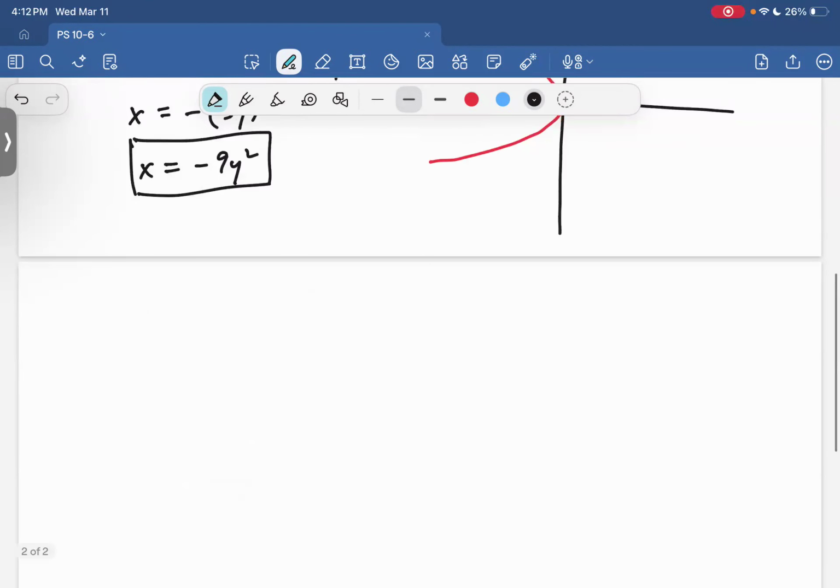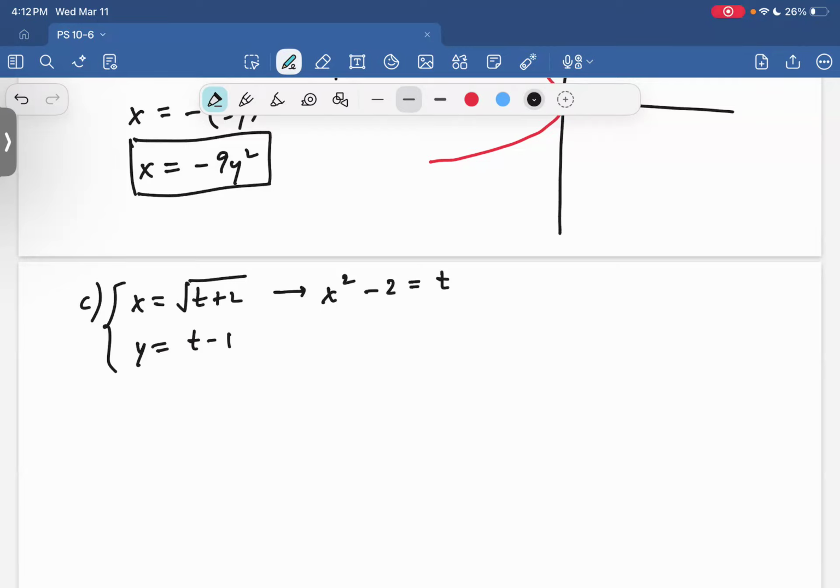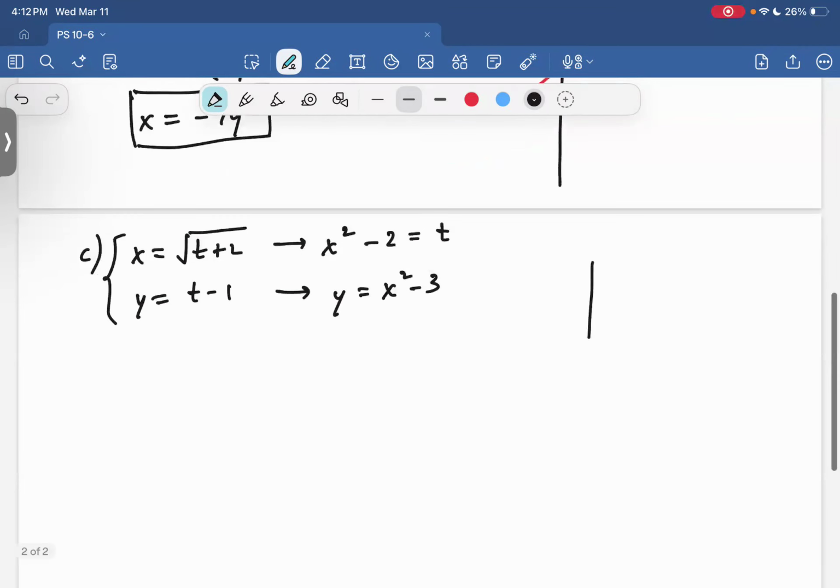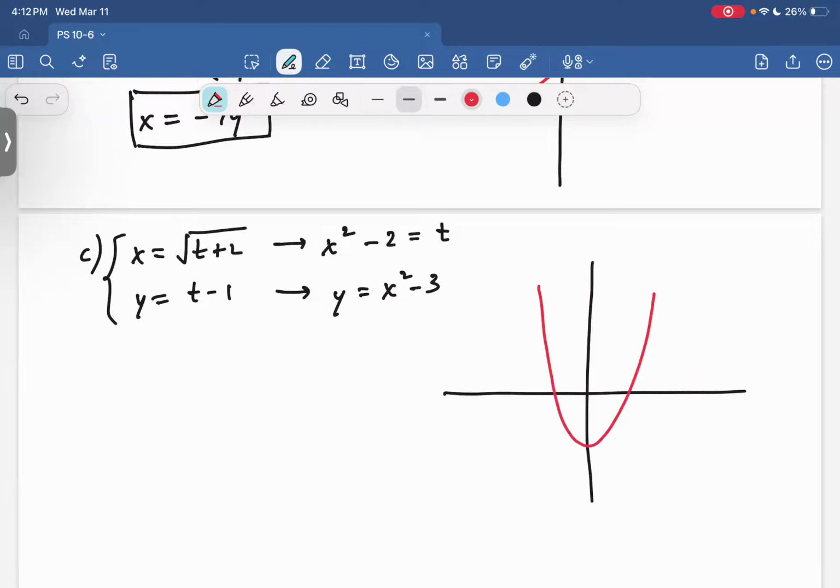Okay. Then part C, here we have x equals square root of t plus 2 and y equals t minus 1. Now, if I square this, I'm going to get x squared minus 2 equals t. So I can plug that into here and find that y equals x squared minus 3. That's a parabola with a vertex at 0, comma, negative 3.